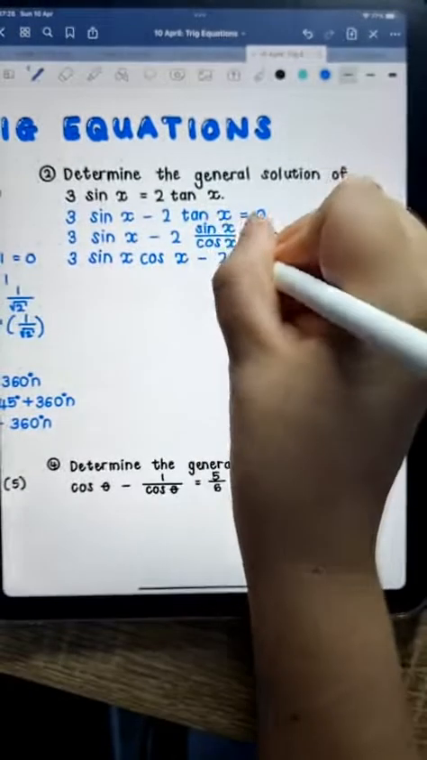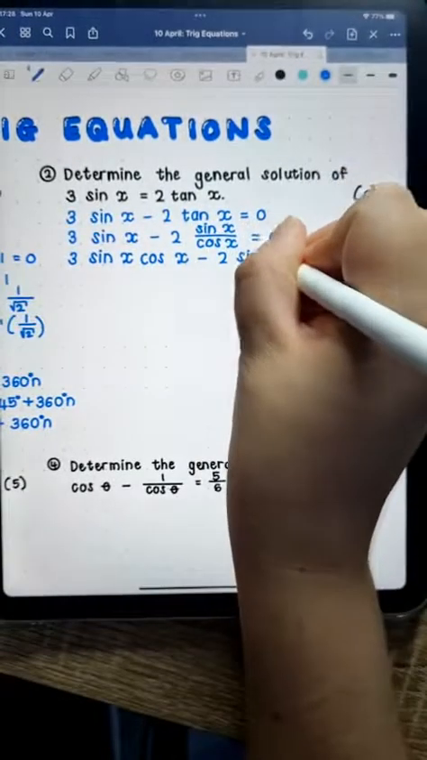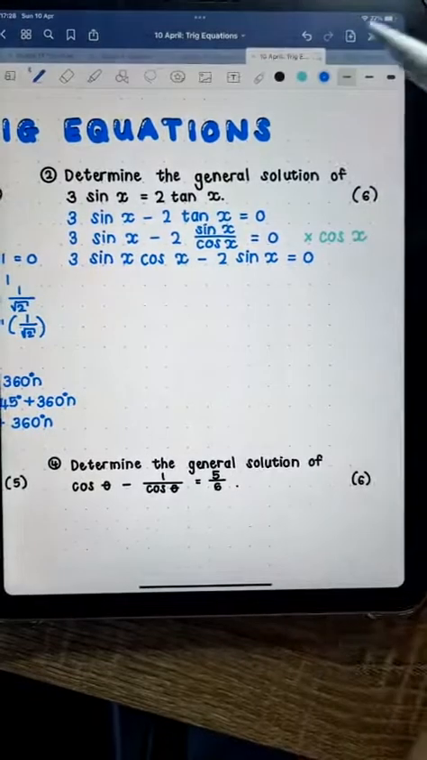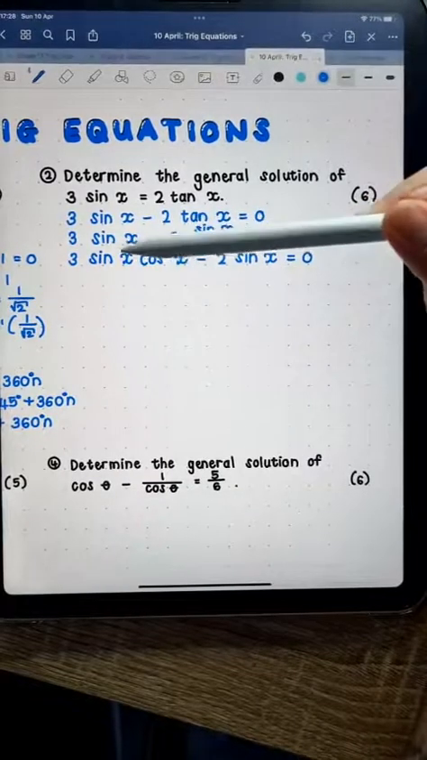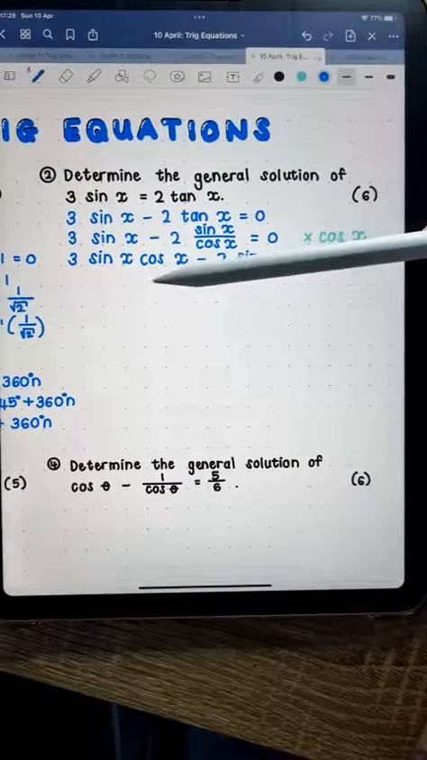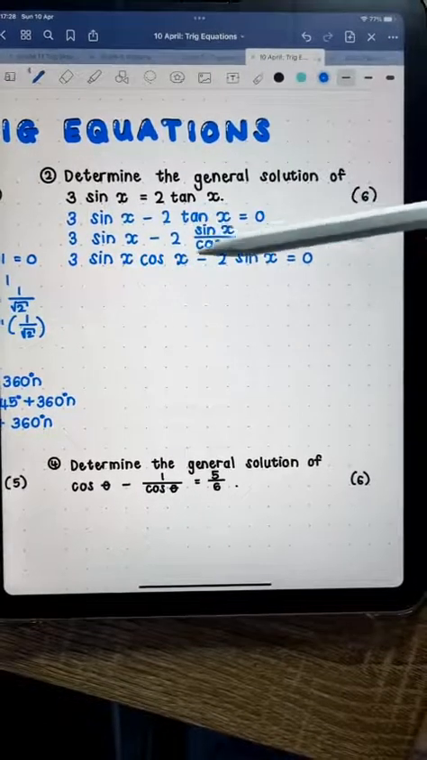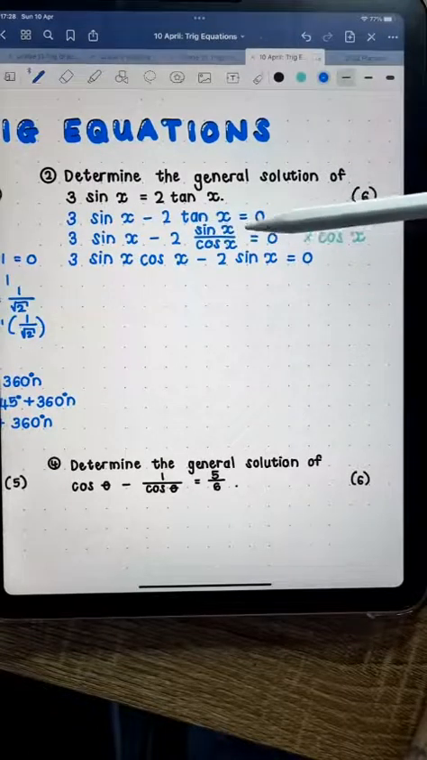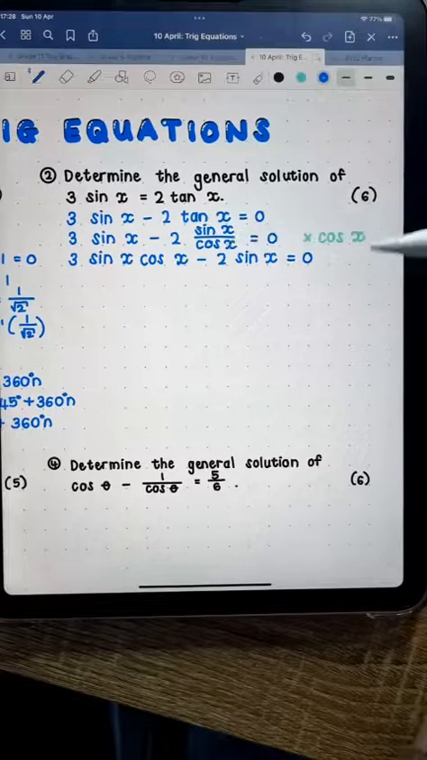Okay, so we're going to have 3 sin x cos x minus 2 sin x equal to 0. So what happens here is we have 3 sin x cos x. When I multiply this term by cos x, this is what I get. And when I multiply this term, which is 2 sin x over cos x, by cos x, the cos x's are going to cancel each other out.